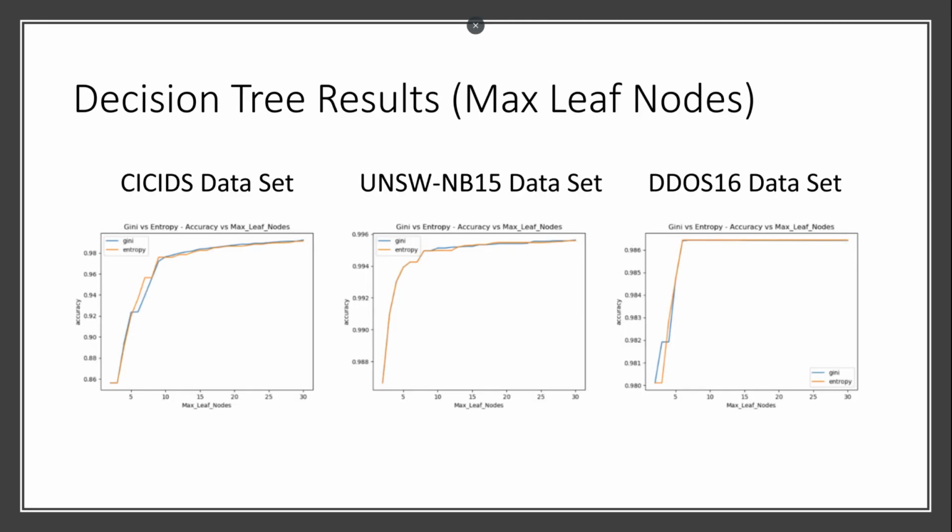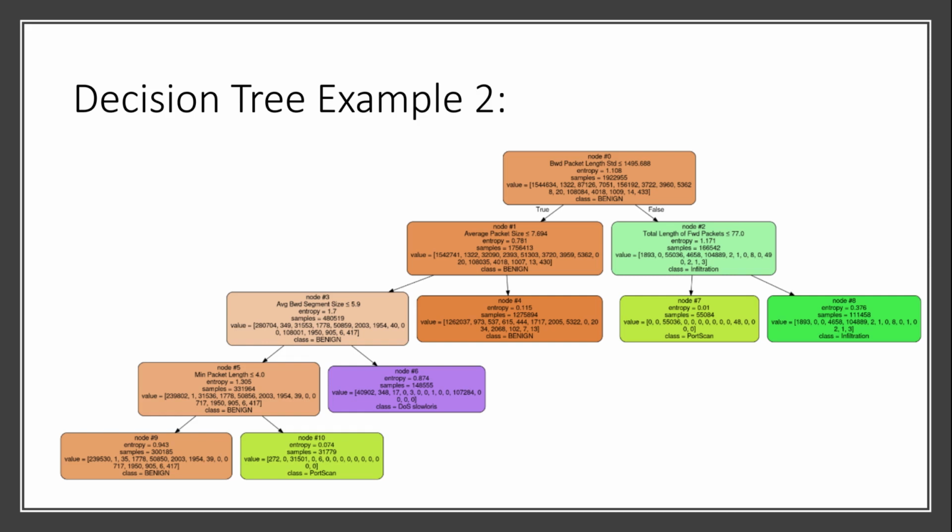As you can see in the graphs for max leaf nodes, all the graphs consistently increase to an accuracy greater than 98.6%, with the UNSW NB15 dataset having the best accuracy predicted overall. And here's an example of what a tree max leaf node configuration might look like. This example is from the CIC IDS 2017 dataset, using entropy to calculate the impurity, and it is set to a max leaf nodes of 6. As you can see, it doesn't necessarily have to create a balanced tree, because the tree is still trying to find the best possible split based on the impurity.